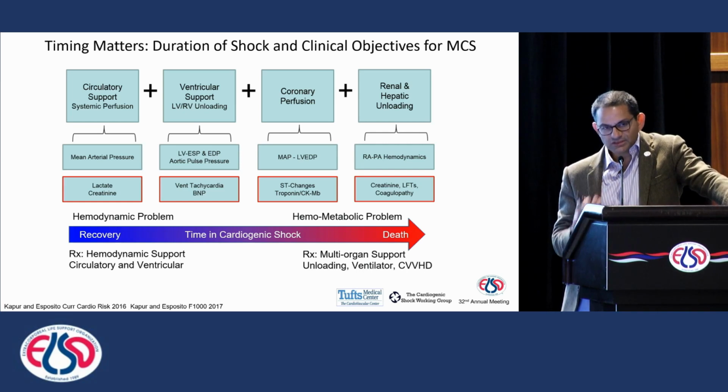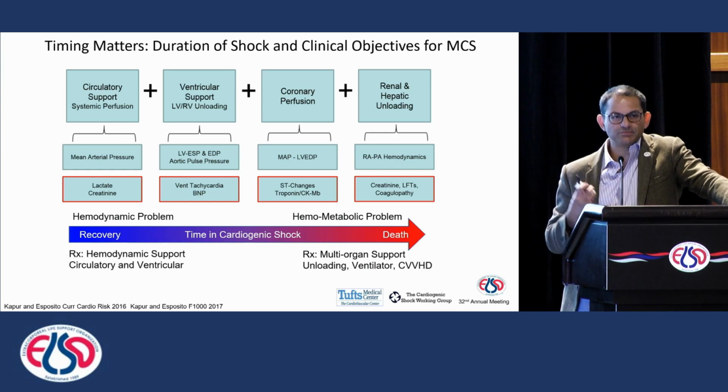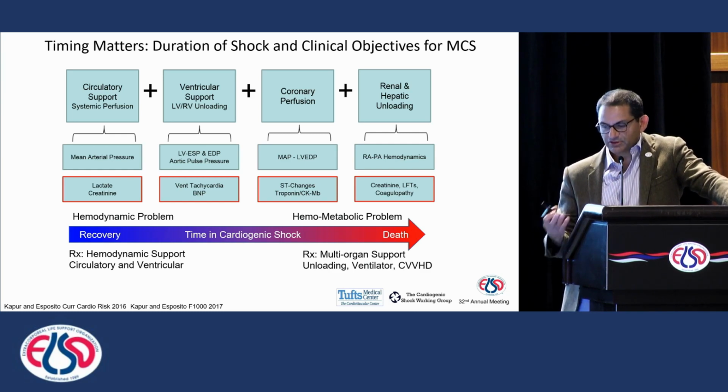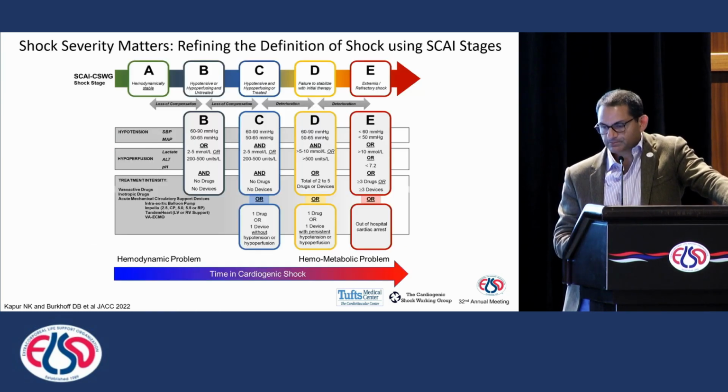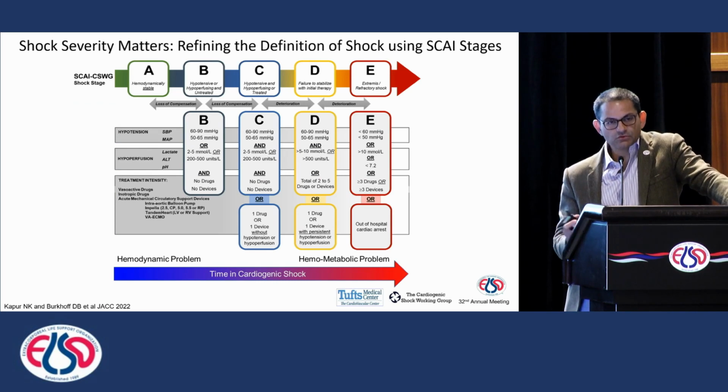The longer you stay in cardiogenic shock, it goes from being a hemodynamic problem to a hemometabolic problem. And when it becomes hemometabolic, it's very difficult to now start to pull that patient out of that pit because now you have to do multi-organ support. So this translated, of course, over the years into the SCAI stages, which Jen also really nicely laid out.